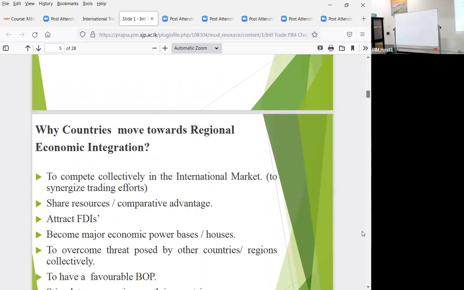So why do countries move towards regional integration? Why are countries moving? One is more of a political clout, right? When you are alone, you don't have the guts. When you are together as a block, you have a trading block, so some bargaining power, right? Then attract FDI.